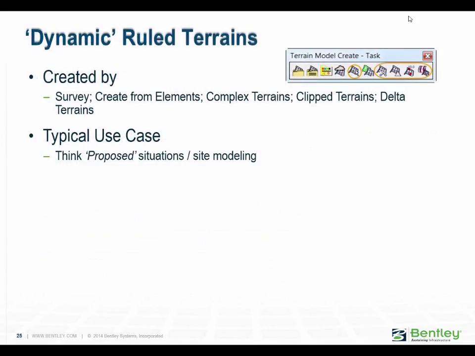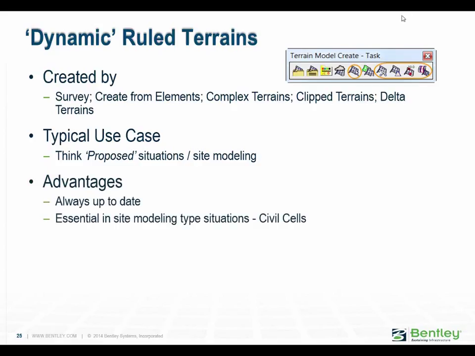So dynamic rule terrains, what creates a dynamic rule terrain? Well, we get that from our survey data, but predominantly I tend to think of this with regards to creating from elements. If we select the graphics in the display and create a terrain from those, and we want it to react to those, we're building rules on that. But we also get it with complex terrains, clip terrains, and delta terrains as well. The typical use case I think of is proposed situations. It's more at the site modelling level, where you want the surface to react to design changes.